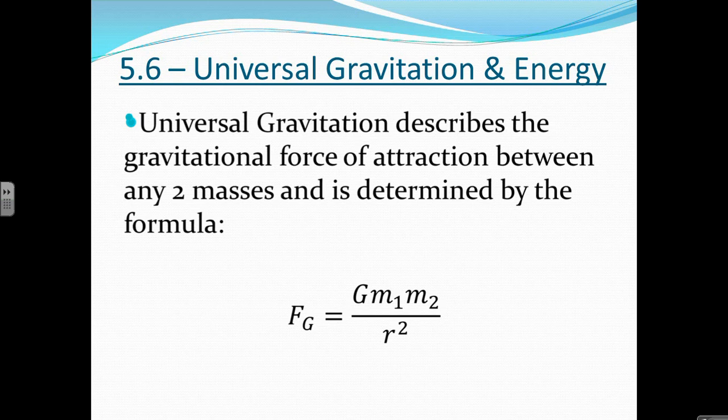Universal gravitation describes the gravitational force of attraction between any two masses and is determined by the formula: force of gravity equals the gravitational constant times the mass of both objects divided by the distance between their centers squared. And we talked about this initially within our forces unit, and we're going to talk about the energy associated with gravitational force outside of our planet.